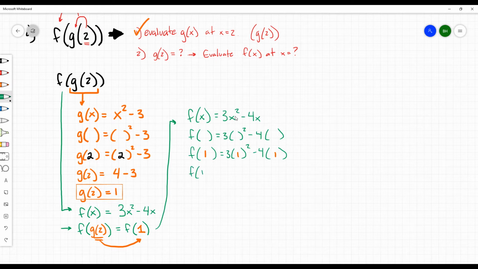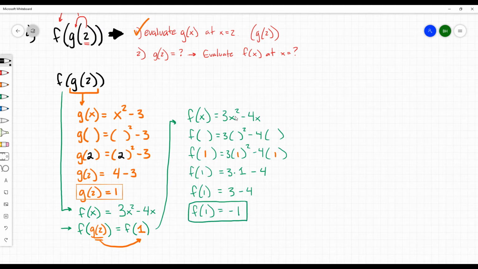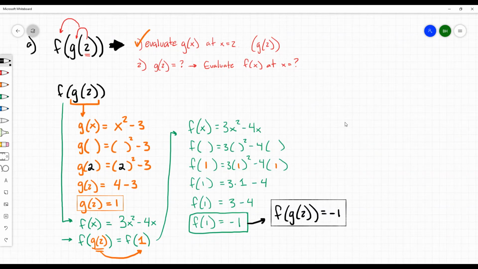So we could simplify. We get f of 1 equals 3 times 1 squared, which is still 1, minus 4 times 1 is 4, which means f of 1 equals 3 minus 4, which means f of 1 equals negative 1. Now, we're not done yet because this looks nice and all, but our official answer would tell us that f of g of 2 is equal to negative 1. Okay. So there's a quick example of how to do a composition of functions. A couple of the problems that you'll see on this final will be like this, and you'll be able to navigate through by plugging in and evaluating.